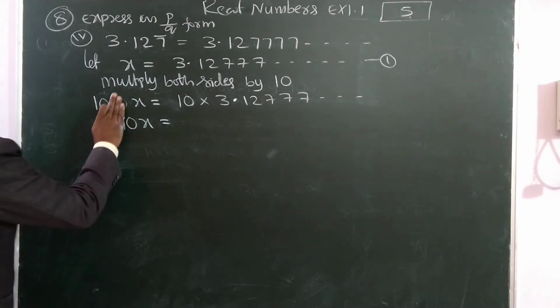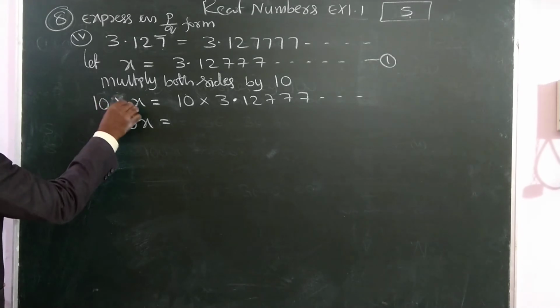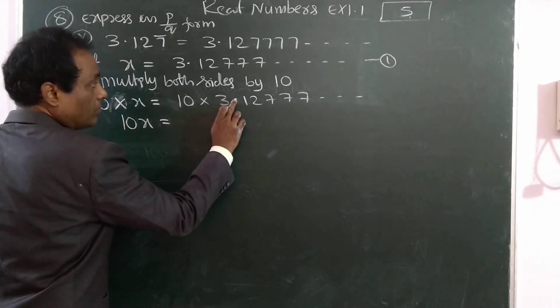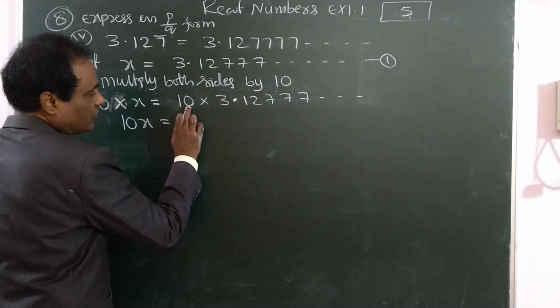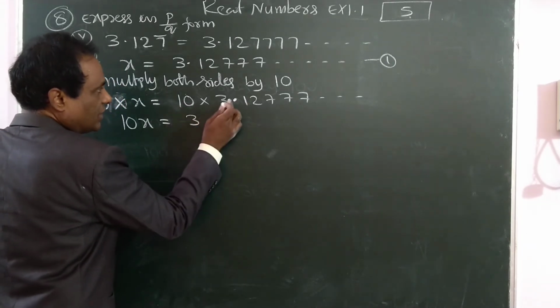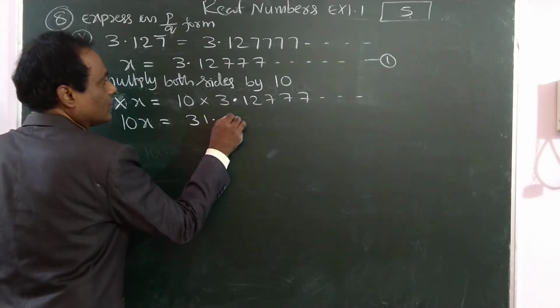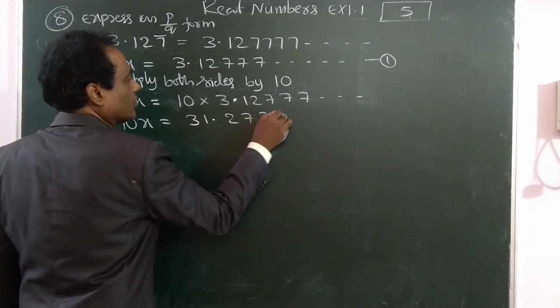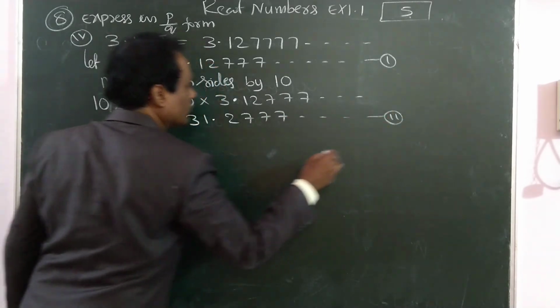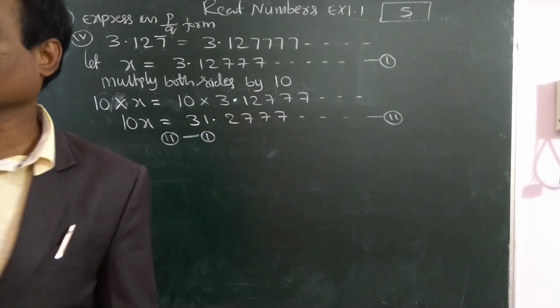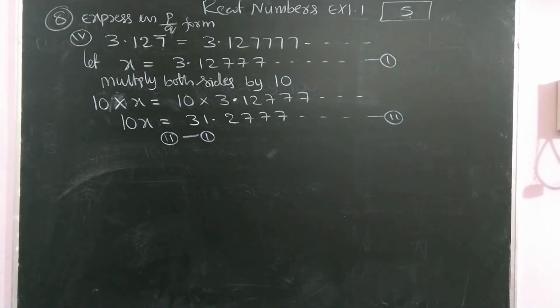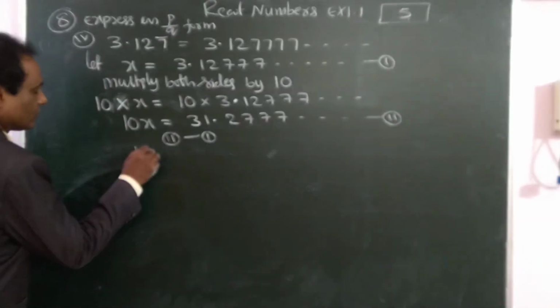So we get 10x, and if you multiply with 10, the decimal moves only one digit. So instead of 3 point, we will get 31.2777777. This is the second equation. Second equation minus first equation. Do the subtraction. Be careful how to subtract decimal values from decimal values.